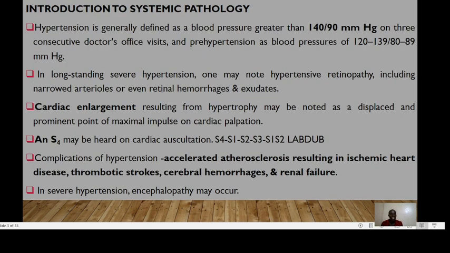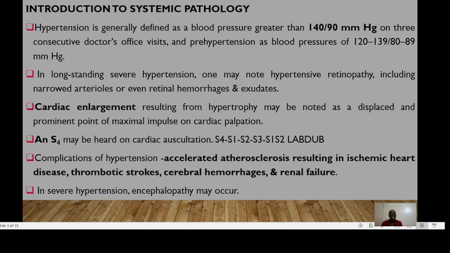So generally, hypertension, as we have briefly talked about, is defined as blood pressure greater than 140 over 90 millimeters of mercury on 3 consecutive doctor's office visits. And pre-hypertension blood pressure will be ranging between 120 to 139 over 80 to 89 millimeters of mercury.